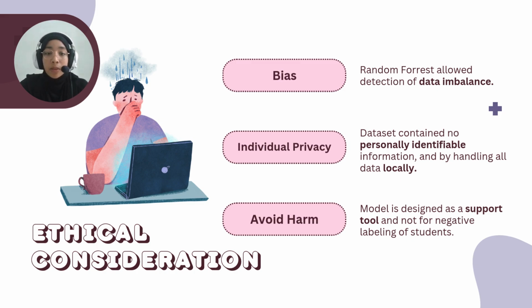Secondly, we considered individual privacy by ensuring that the dataset contains no personally identifiable information and by handling all data locally within a controlled environment without exposing it online. Lastly, we aim to avoid harm by positioning the model as a support tool, not a judgment system. The intention was for educators to use predictions to identify students who may need mental health resources and not to penalize them or label them unfairly.